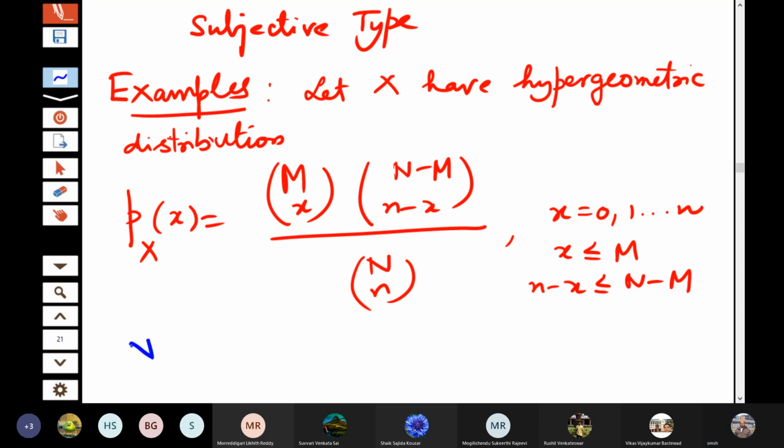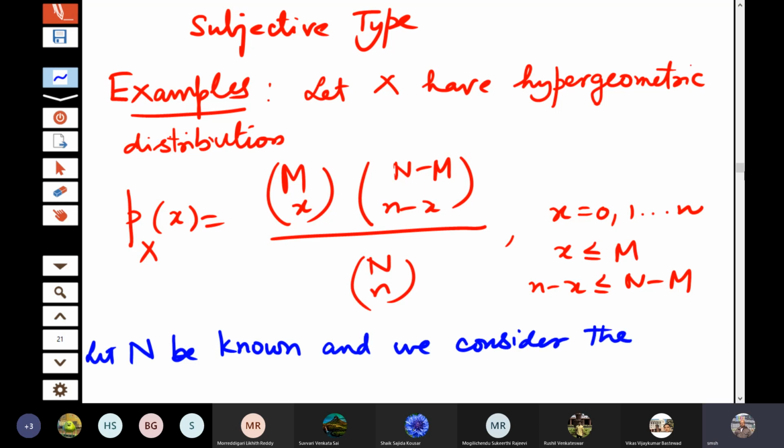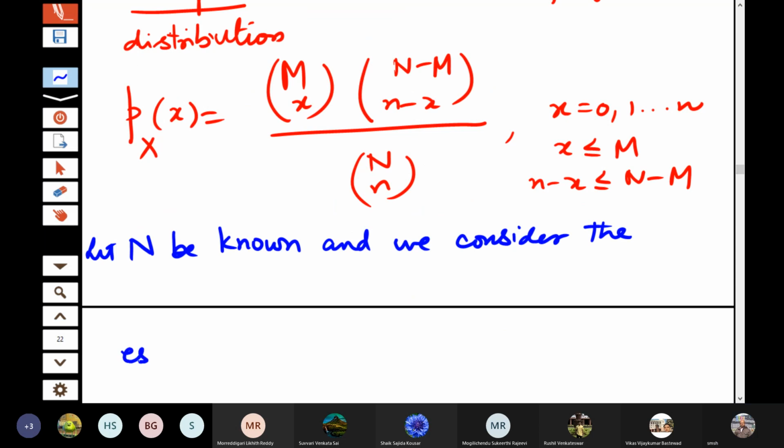So let me consider, suppose N is known. Let n be known. And we consider the estimation of M. So basically this X is a summarized statistic because we took a sample of size small n. Out of that, capital X is the number of items of type 1, isn't it? So on the basis of that, we want to consider estimation of M here. Okay.